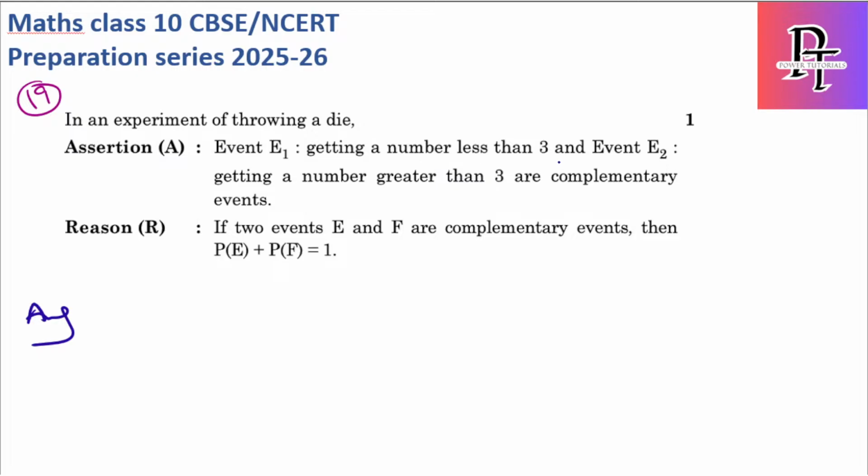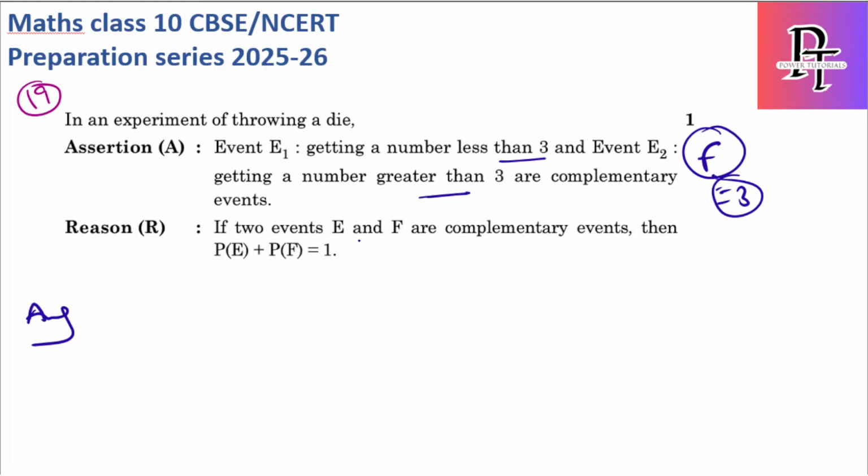E1 is getting a number less than 3 and E2 is getting a number greater than 3. Less than 3 and greater than 3 are complementary events. The answer is false. Why? Because less than 3 is present, greater than 3 is present, but equal to 3 is missing. If it said something like less than or equal to 3 and greater than 3, then this is correct. Or less than 3 and greater than or equal to 3, then it is correct. But here equal to 3 is missing, so this statement is false.